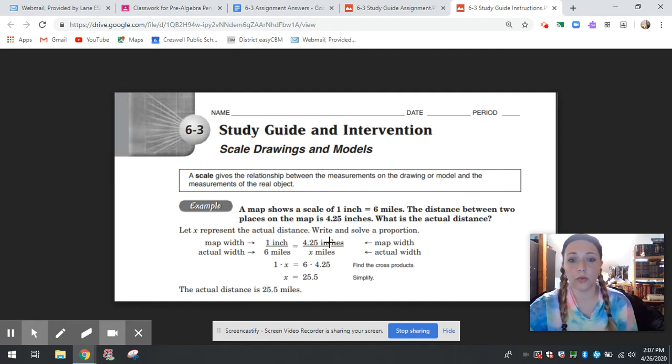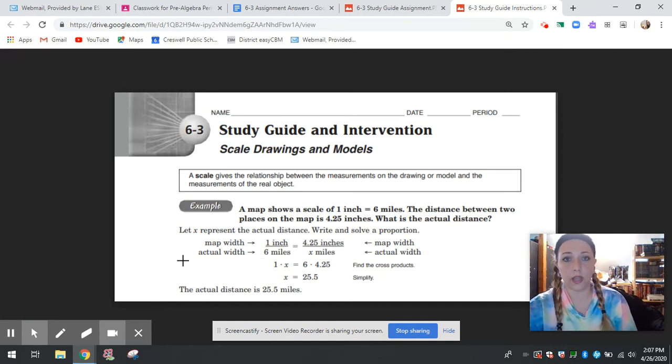So the inches both have to be on top or on bottom, and the miles also have to line up as well, whether you're using that as your numerator or denominator. It doesn't matter if you put one on bottom or one on top, just as long as the units of measurement match on top or bottom. So on the top, both of them are inches, and on the bottom, both of the units of measurement are miles. So now, even if we took away our units of measurement, what we end up with fraction-wise is 1/6 is equal to 4.25 over x.